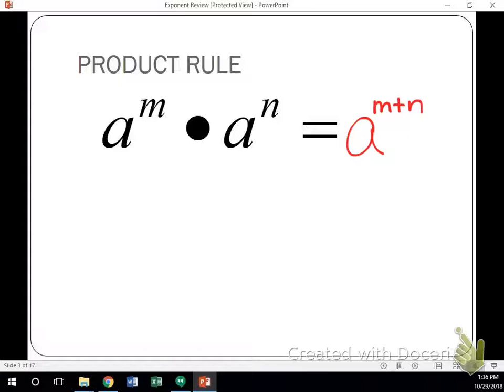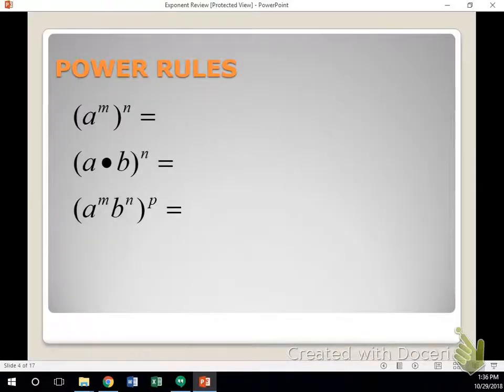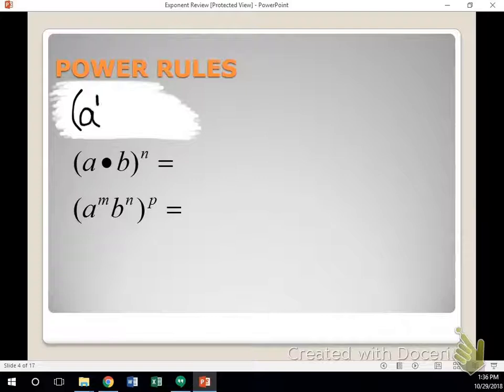All right, our next rule. Oh, no, we're going to practice it first. Oh, no, we got our power rules. Sorry. All right, our power rules. I will write over them so we can see them a little better. This one, we've got a to the m power raised to the n power. Give me a minute and I'll rewrite it so we can see it. So we have a to the m power, then that in parentheses raised to the n power.